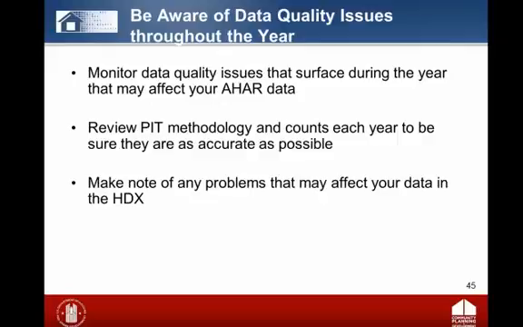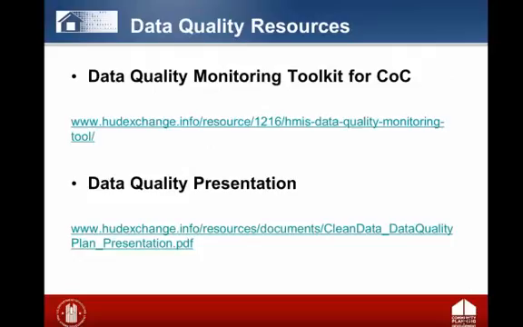And documentation is key. As we have reiterated many times during this series, the notes function is an important tool to getting a complete submission. Many data quality questions data liaisons ask of communities simply require some extra explanation that can be documented in real time. There are resources out there for communities to improve data quality outside of the AHAR process. Links to the current data quality toolkit and data quality presentation are available here and are available in the HUD Resource Exchange.